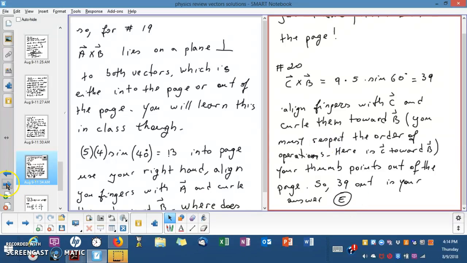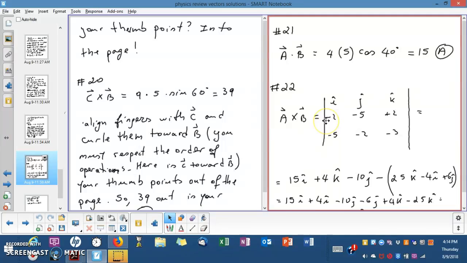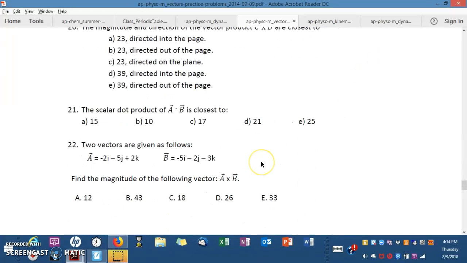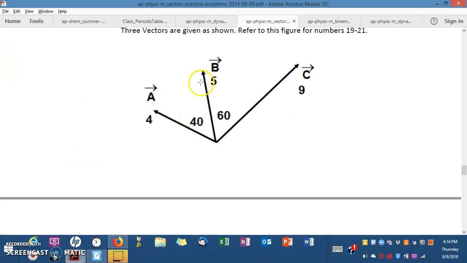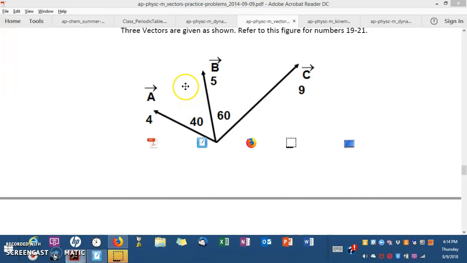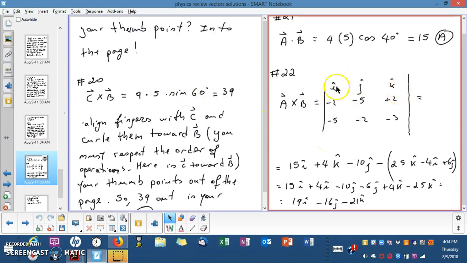And so E. And then for 21, how do you do the A dot B? Well, it's 4 times 5, those are the two magnitudes, times the cosine of the angle between them, 40. So that's easy. And for 22, you can actually leave it behind because you don't know how to do this, and we will do this in class. But Father Kenneth will be very, very proud of you if you can solve this.